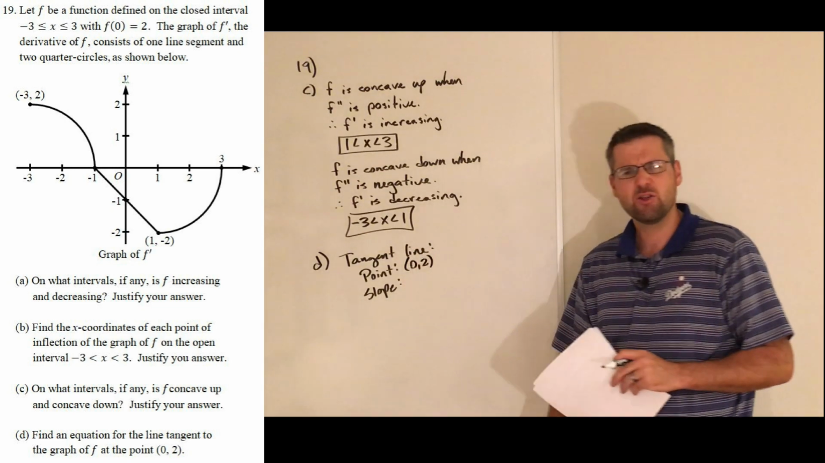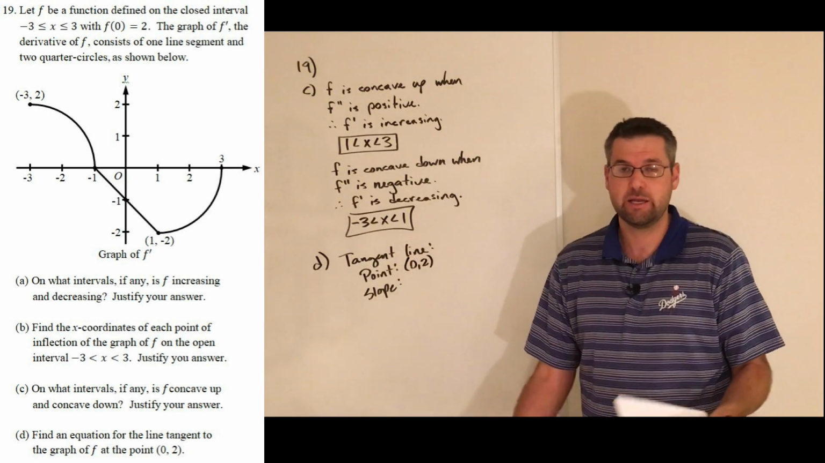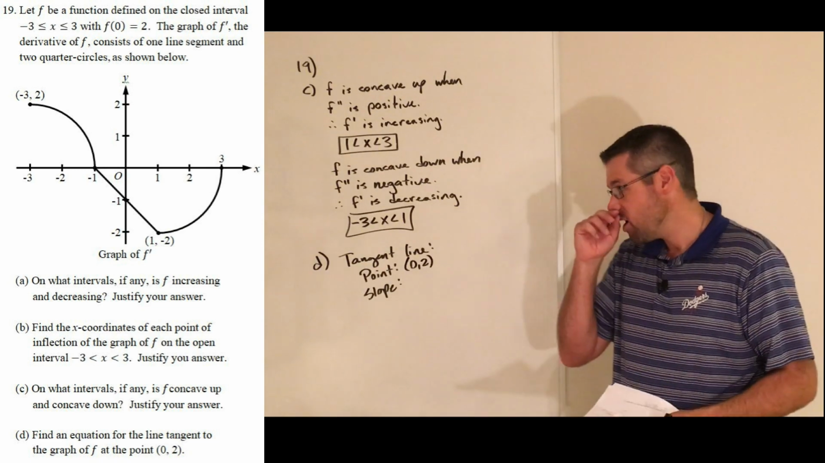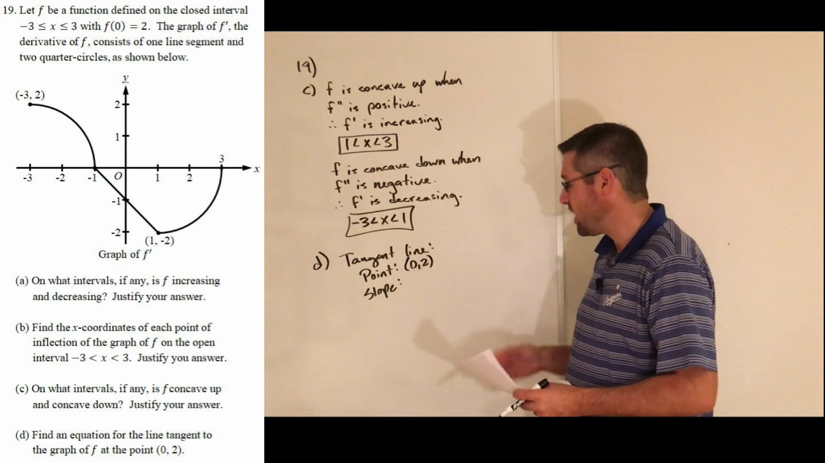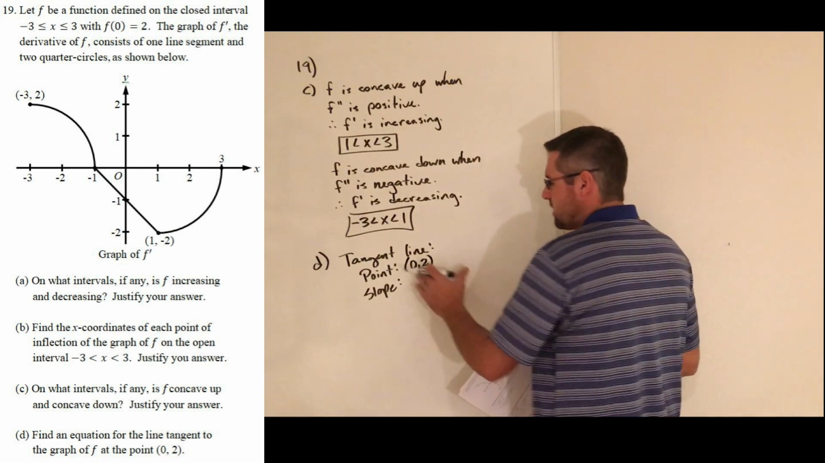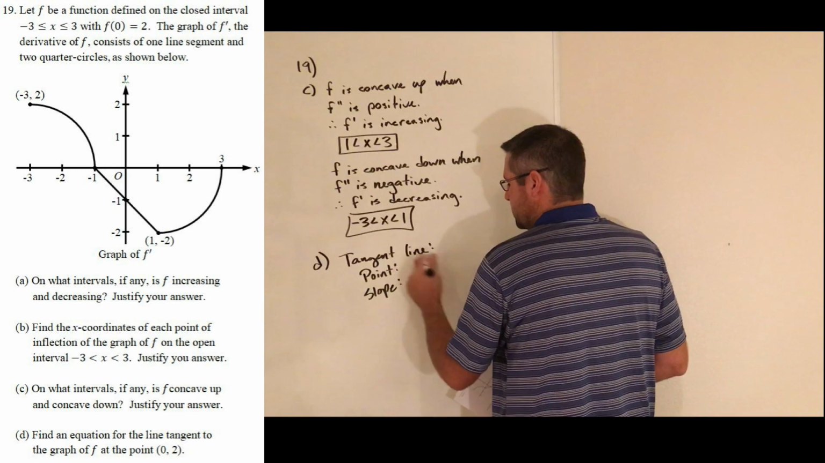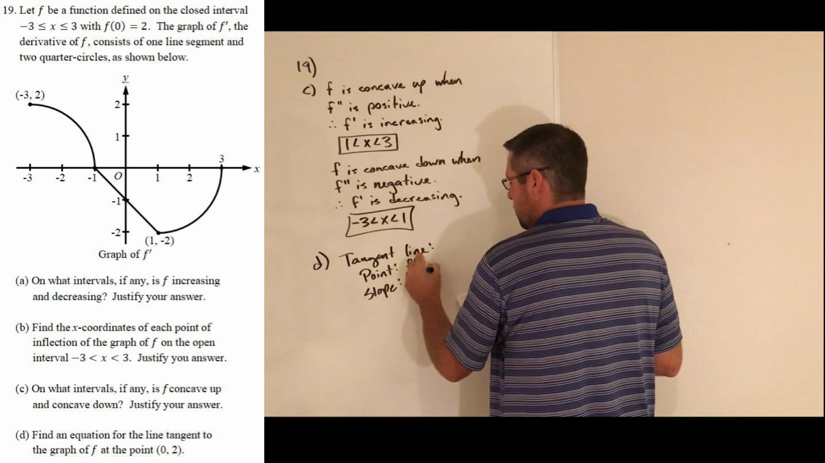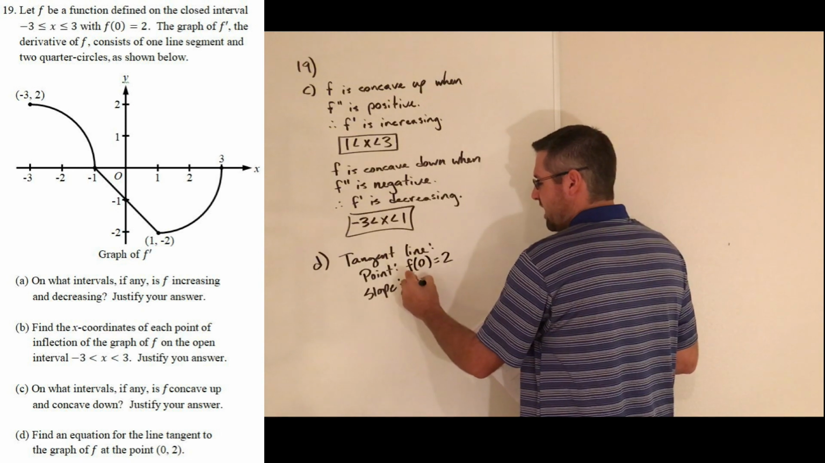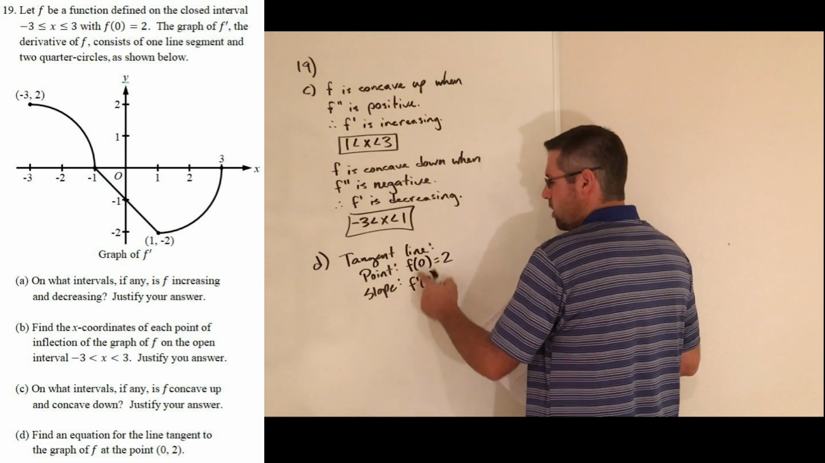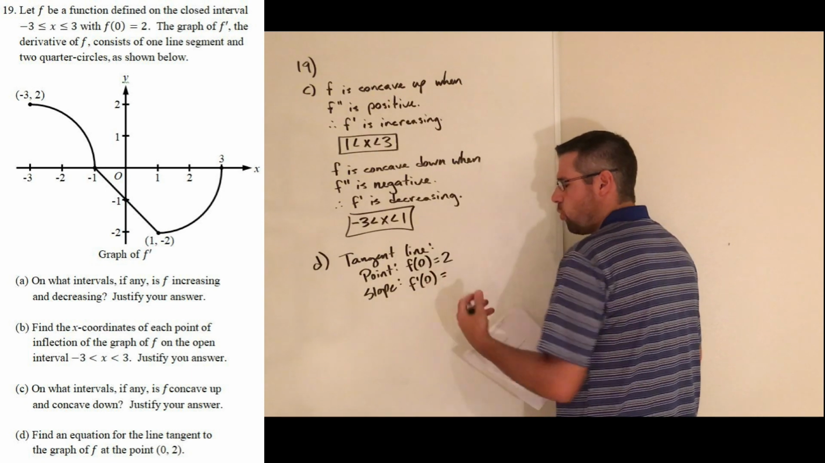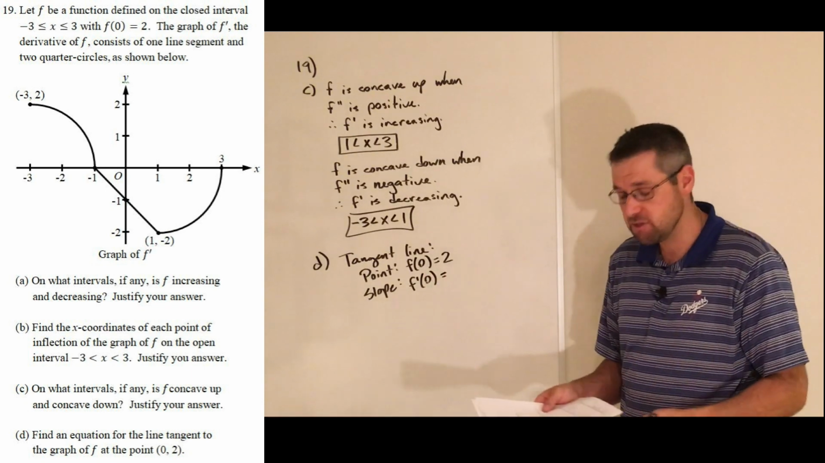How do we find the slope? Well, the slope of the tangent line is the derivative at the point of tangency. We know the point of tangency, so we have to figure out the derivative at that point. In fact, let me rewrite it this way. The point would be f of 0 equals 2. The slope is f prime of 0. So the question is, what is f prime of 0?